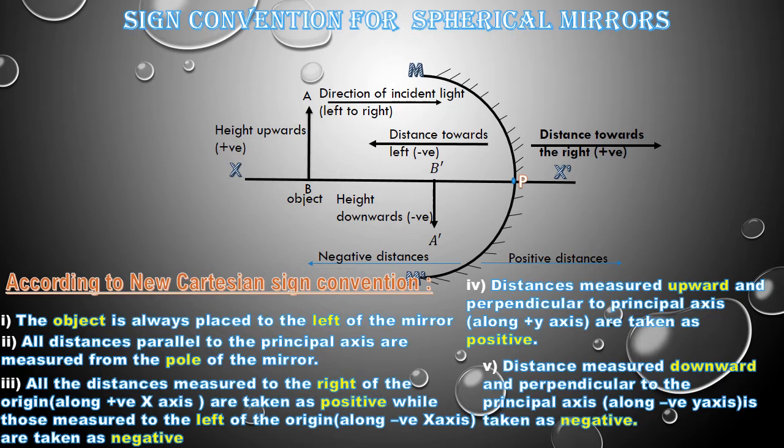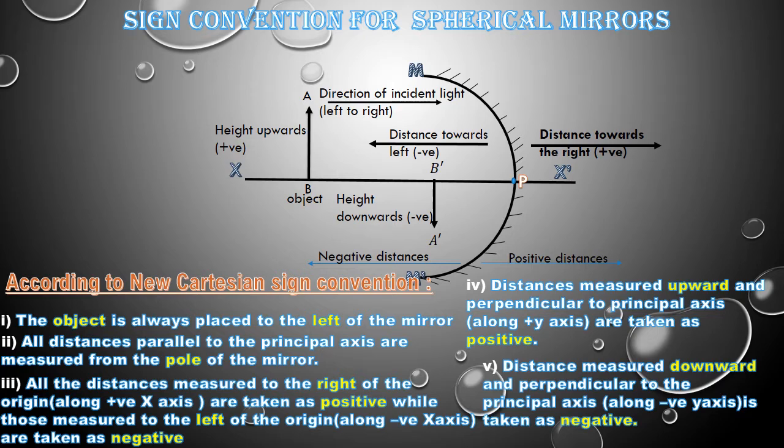So, what does this mean? That means distances measured in the same direction as that of incident light, that is from left to right, are taken as positive, whereas the distances measured against the direction of incident light, that is from right to left, are taken as negative. Now the fourth one, distances measured upward and perpendicular to the principal axis, that is along positive y-axis, are taken as positive. And the fifth one, distances measured downward and perpendicular to the principal axis along negative y-axis are taken as negative.